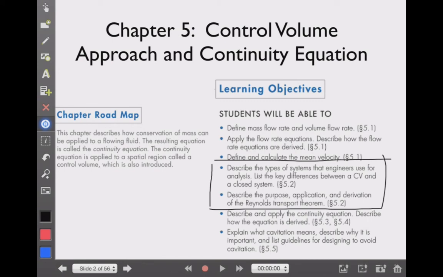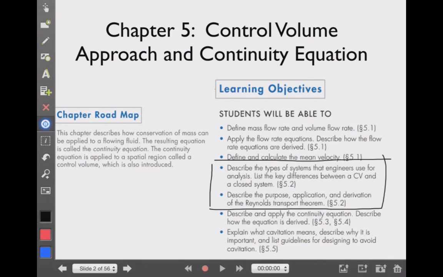We're also going to describe the purpose, application, and derivation of the Reynolds transport theorem. And at first, this is going to seem quite abstract. So hang in there. I think it makes a lot more sense once we start using the Reynolds transport theorem. But in order to get to the point where we understand how to use it, we need to understand where it comes from. I would say that Section 5.3 is one of the most important sections of this semester.